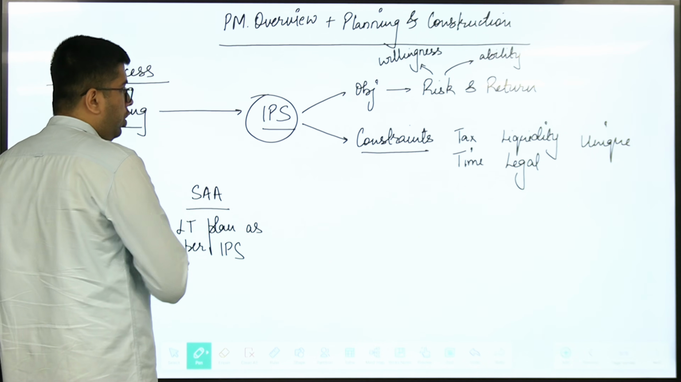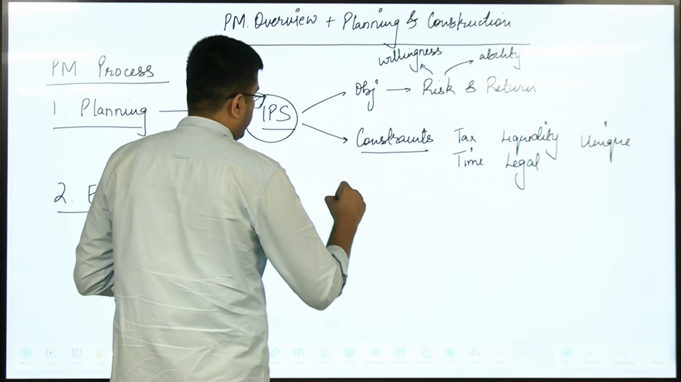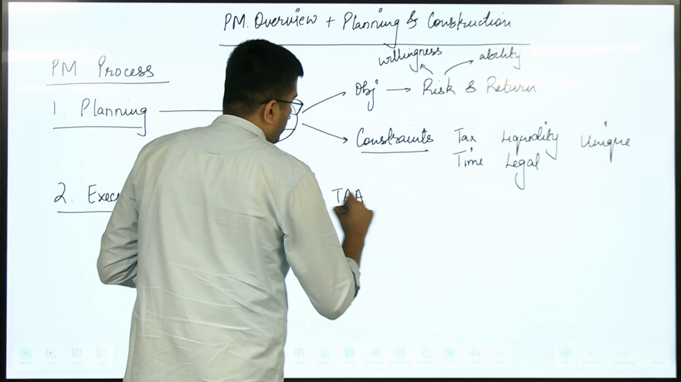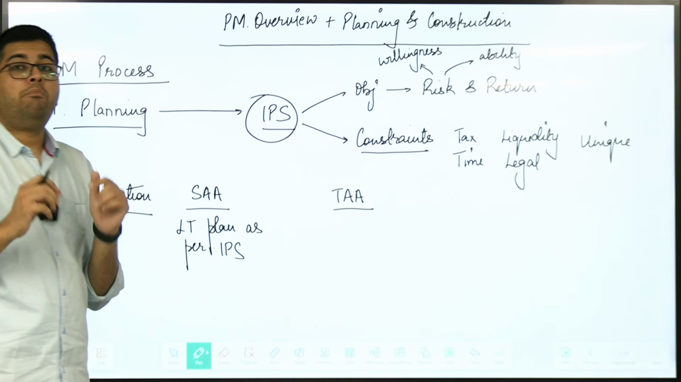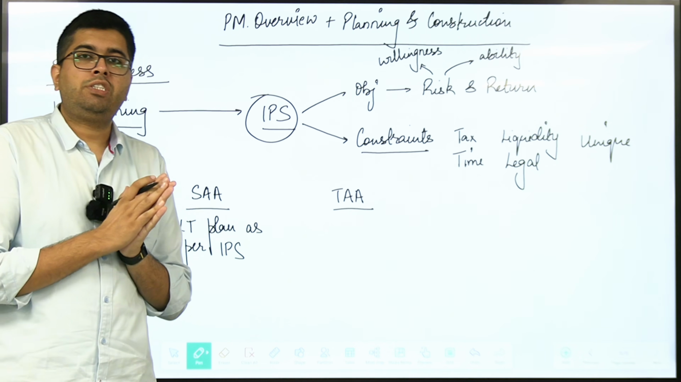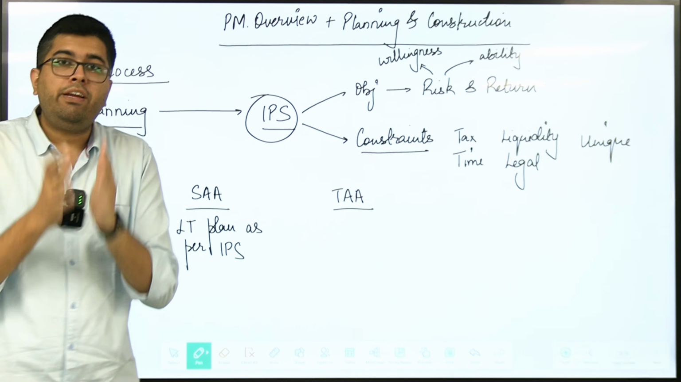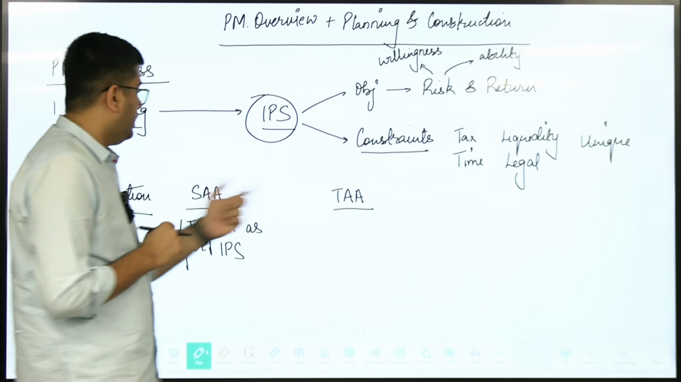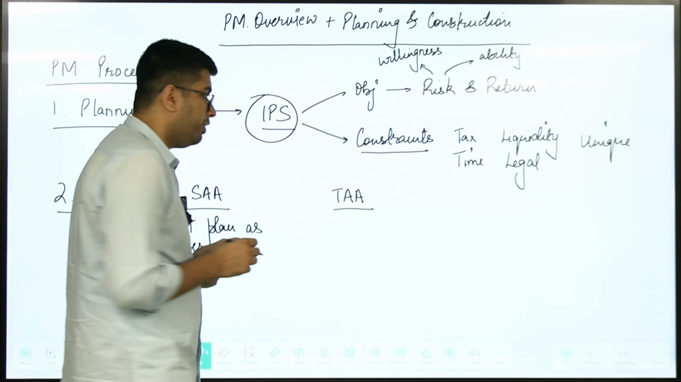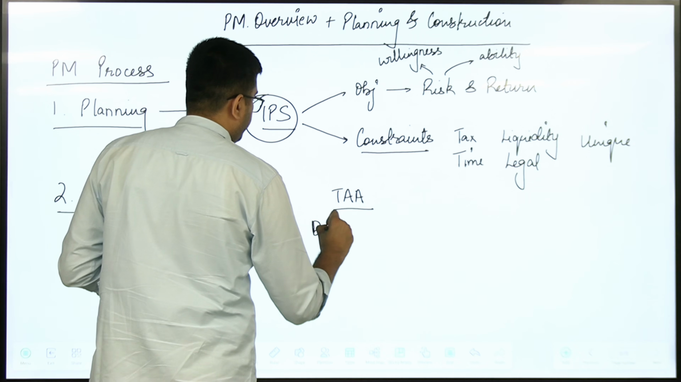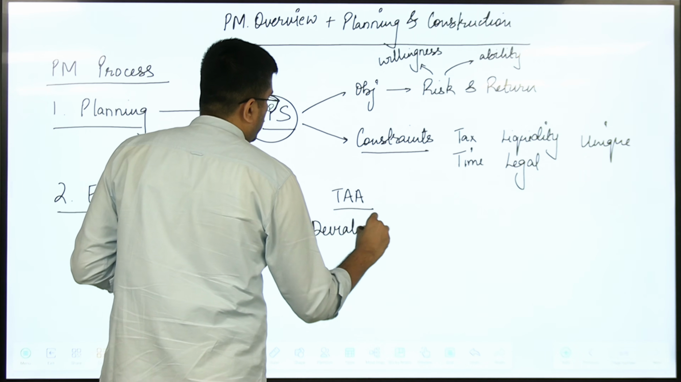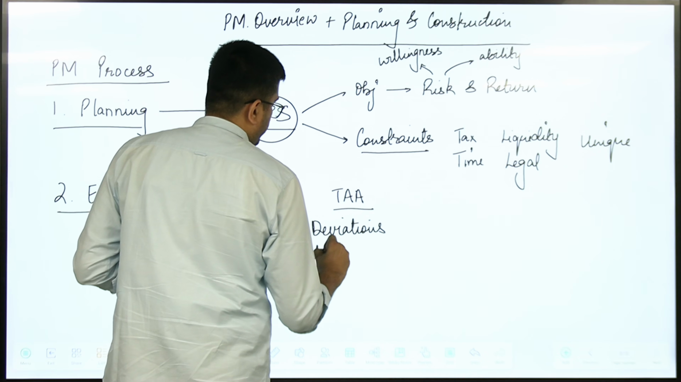Now, this is a long-term plan, but over short periods of time, the market can create opportunities which can be exploited, which can be taken advantage of. Whenever such opportunities arise, that is tactical asset allocation. So this is a deviation from strategic asset allocation.